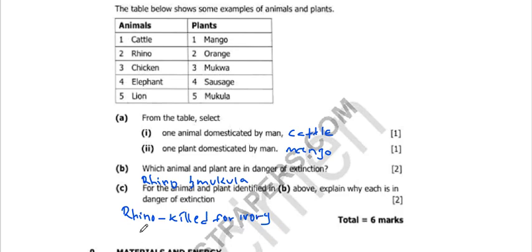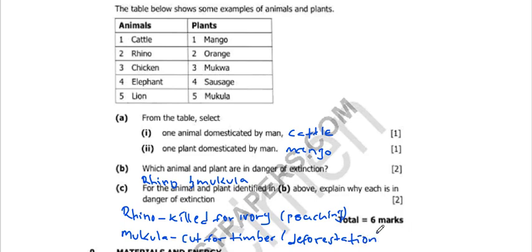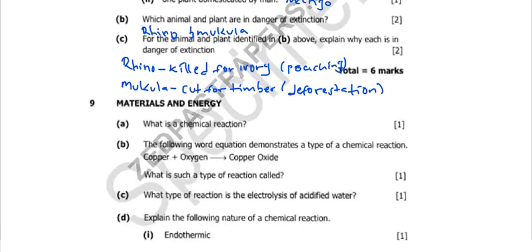And for mukula, on the other hand, mukula is a plant. Mukula is being cut down. So killed for ivory, you can say poaching in brackets. And mukula is being cut down. So mukula is also a very expensive tree plant. They would cut it down, and it's got really, really good timber, which is being used in furniture and in buildings and so on. So it's being cut for its timber. It's being exported out of Zambia to other countries because it is really, really good timber. So it's because of being cut down or deforestation. So that is that on this question. And for this, you'd get the full 6 marks.